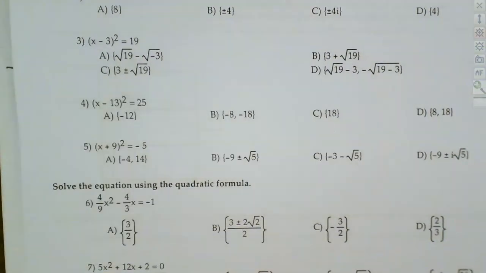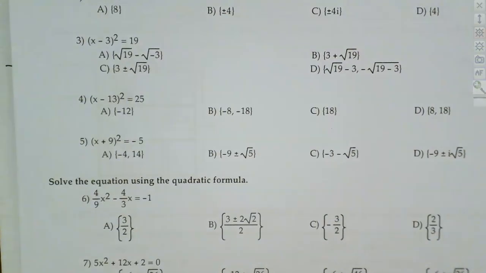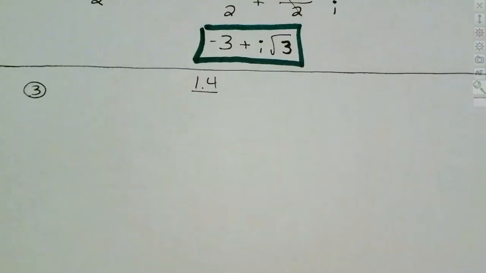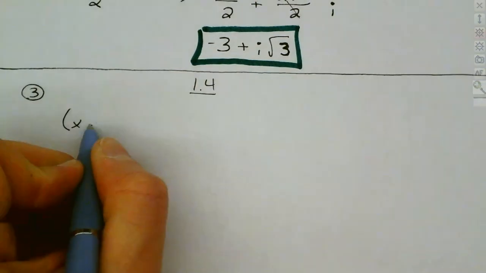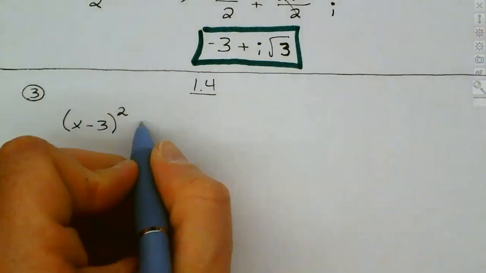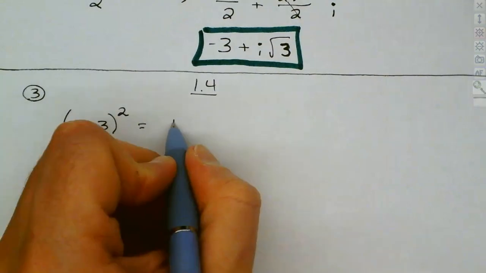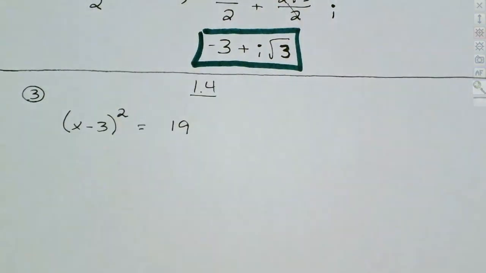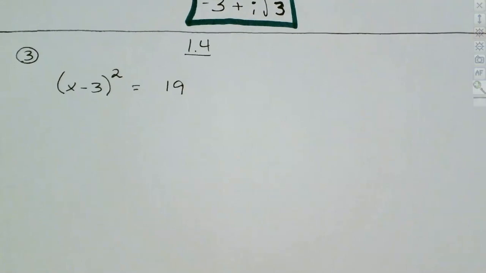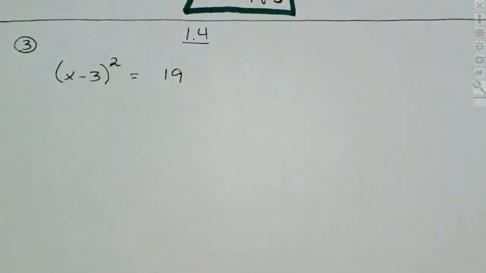So this is what we've got. We've got x minus 3 quantity squared equals 19. This is going to be solved using what's called the square root property. In mathematics, we work with opposites. Opposite of addition, subtraction, right? Opposite of multiplication, division. Well, what's the opposite of a square? Square root. Okay, we use opposites.